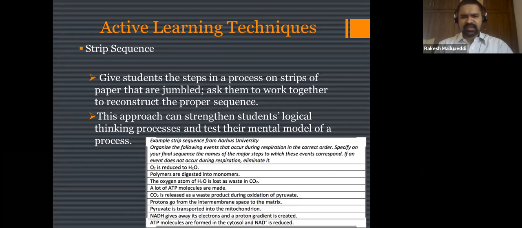Yeah, a small example of a strip sequence. Once you have made a sequence, you jumble the sequence and then ask them to come up with the correct steps. And like mentioned before, students can do it as a group, or they can do it individually, but again, it gives them multiple variations of how you can do it. This again improves their understanding of the subject.